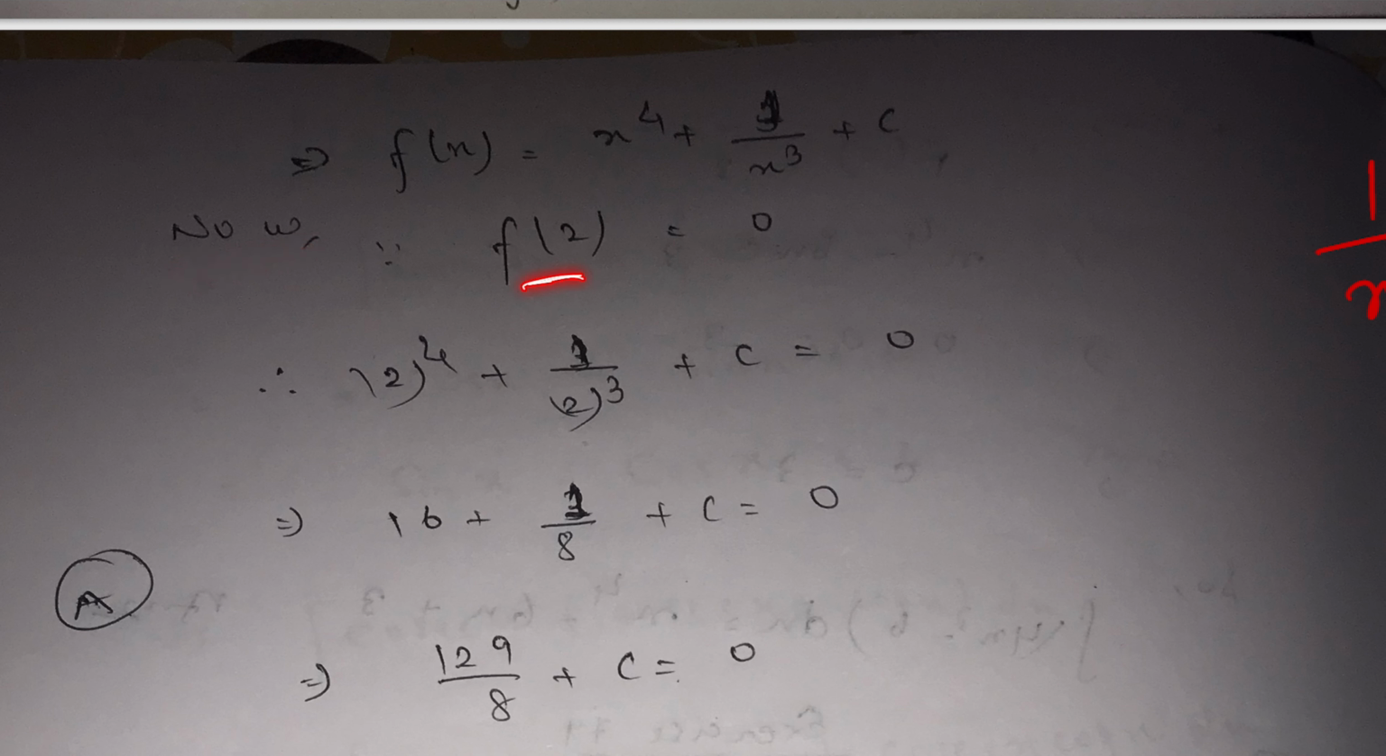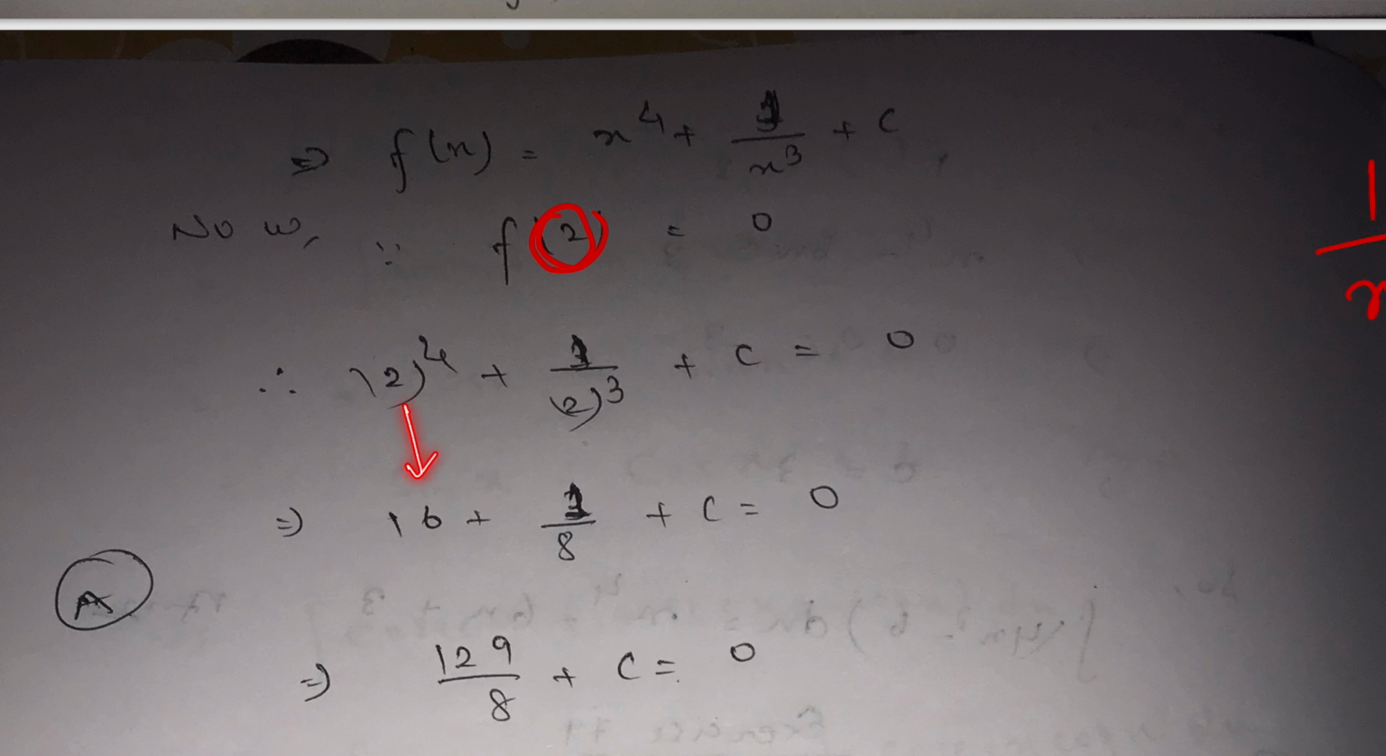Since f(2) is equal to 0, that means in place of x, if we put 2, we will get 0. So we'll put 2 in place of x. So this is the function. Here is x, then here is x. We'll put 2 here also and here also. So we simply have 2 to the power 4 and then 1 by 2 to the power 3 plus c is equal to 0.